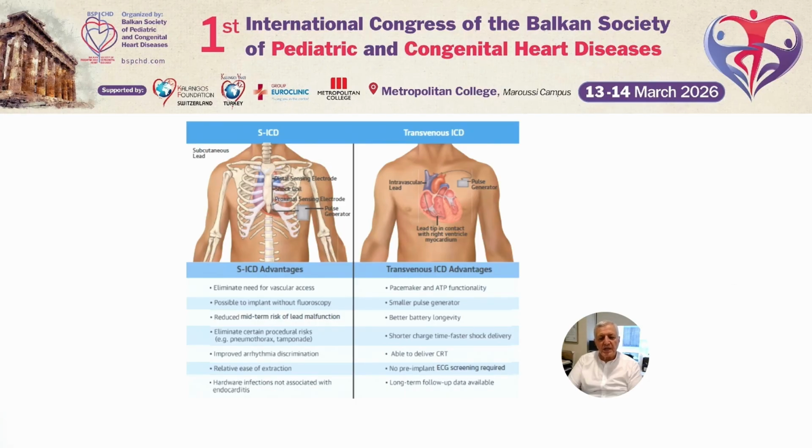But transvenous ICDs also have several advantages. They can have pacemaker and ATP functionality, because in subcutaneous ICDs you cannot pace the ventricles or atrium. The pulse generator is much smaller, with better battery longevity. The delivery can be shorter, and we are also able to do CRT optimization. No pre-implant ECG screening is required, and long-term follow-up data are already available.